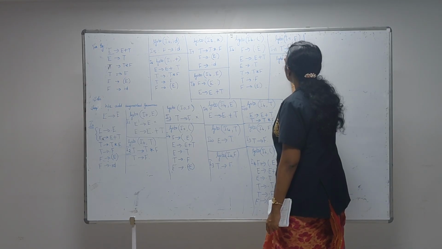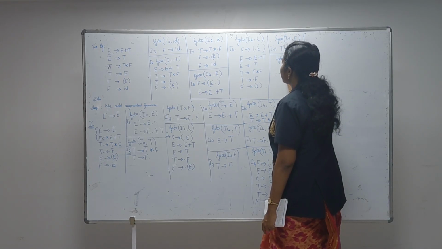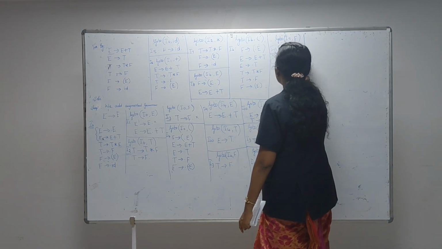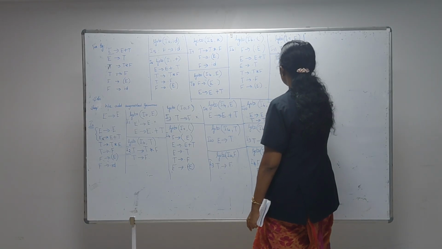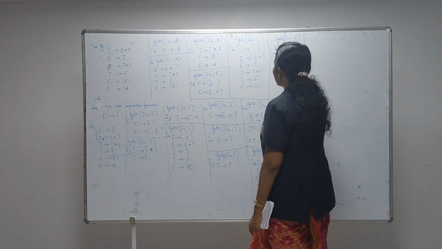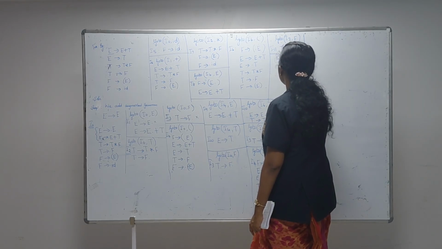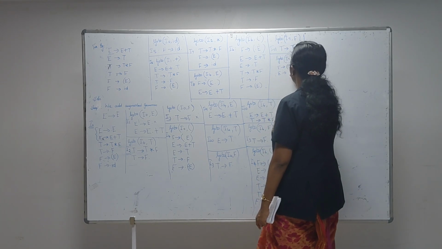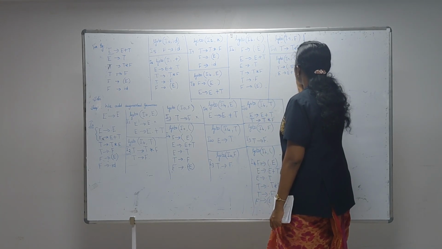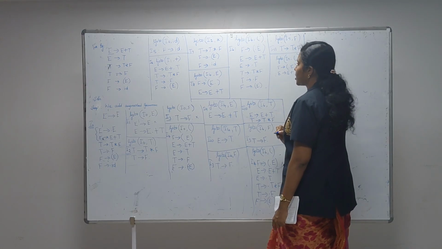Go to I7 comma open parenthesis. It already appears, so we will be having the same name as I4. So we have to recheck it. F tends to open parenthesis dot E close parenthesis. So here E tends to E plus T, we have to put the dot at the beginning.